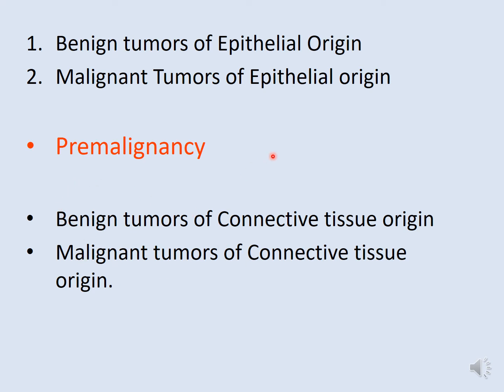Now, in between the spectrum of benign and malignant, there is also a term of premalignancy. That means lesions which have a higher tendency to actually turn malignant. This particular concept has various different terminologies and taxonomies that have evolved over the period of time, and we will discuss them in subsequent lectures.